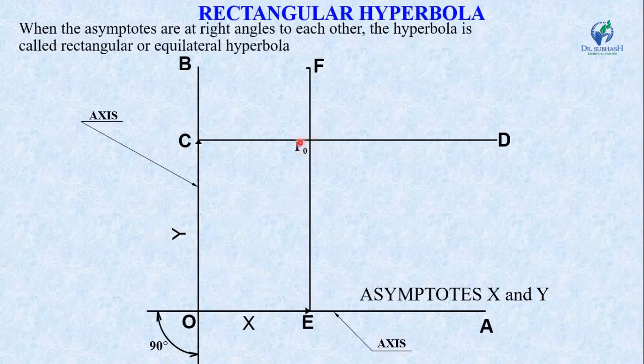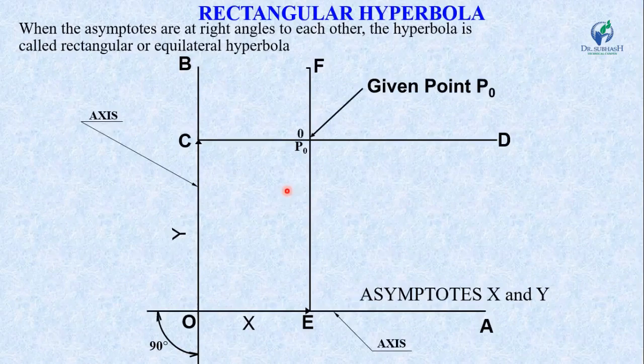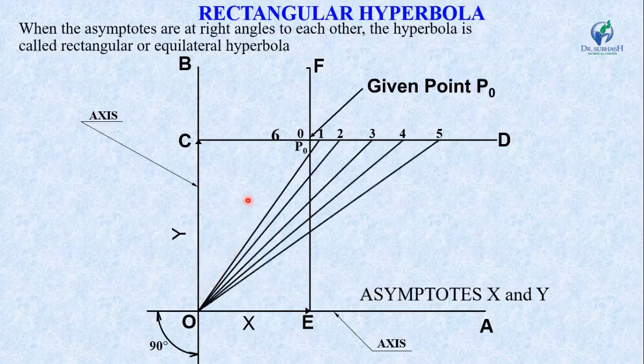Now this point P0, the intersection of EF and CD, is P0, from where our hyperbola will pass. Given point P0, from there mark points 1, 2, 3, 4, 5 towards D, and mark one or two points towards C. So 6 will be here. Now join this origin O with 1, 2, 3, 4, 5, and 6.